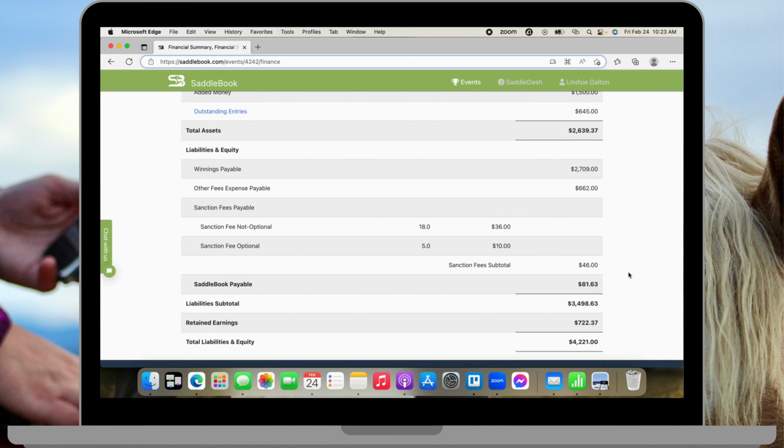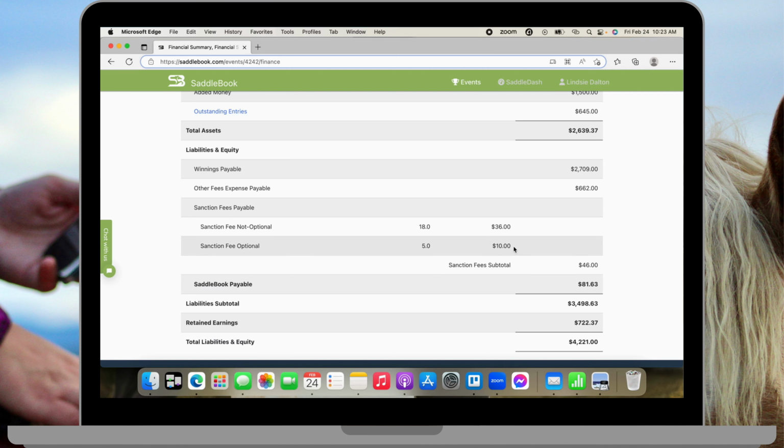Moving down the line, we have our sanction fees payable. So here we have our not optional fees. These are the ones that were automatically added onto a class. 18 people purchased that fee, bringing the total to $36. Your optional sanction fee, so these were the sanctions that people had to click in order to enter their sanction number. That total was 5 people, and it had a total $10 income from it, bringing your sanction fee subtotal to $46.